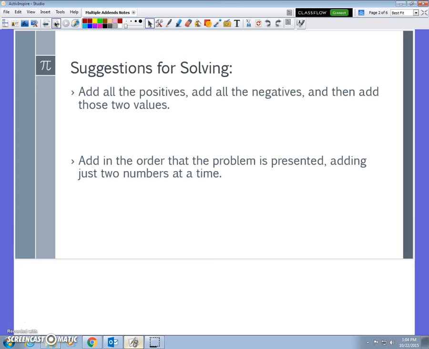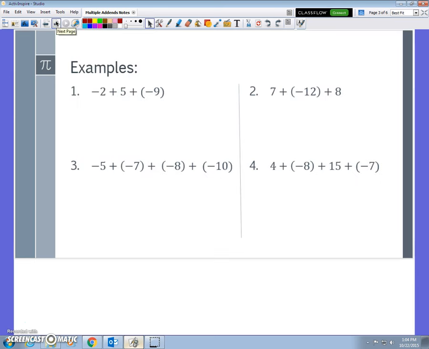Start on the far left and go right in order so that you know which ones you've added and which ones you haven't. All right, so there are two different strategies. We're going to do those today, and we're going to start with the second strategy here. When I'm looking at this problem, I only see three numbers here, three addends, and what I need to do is I need to add them together.